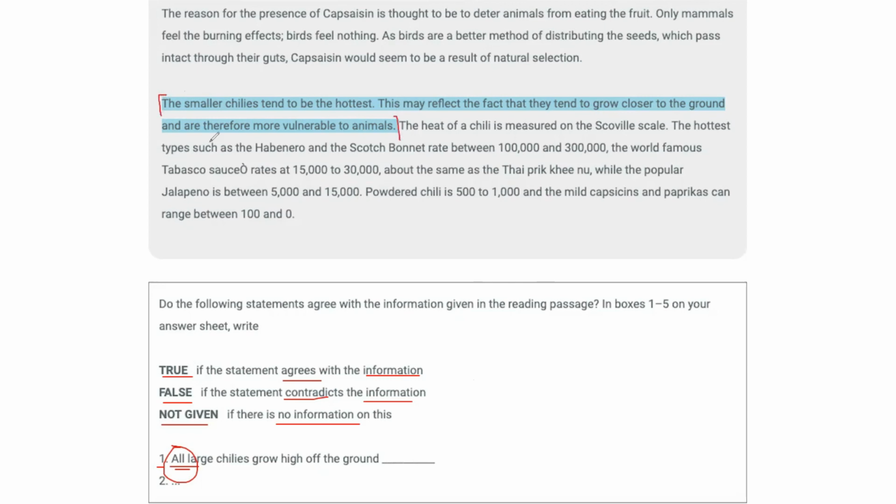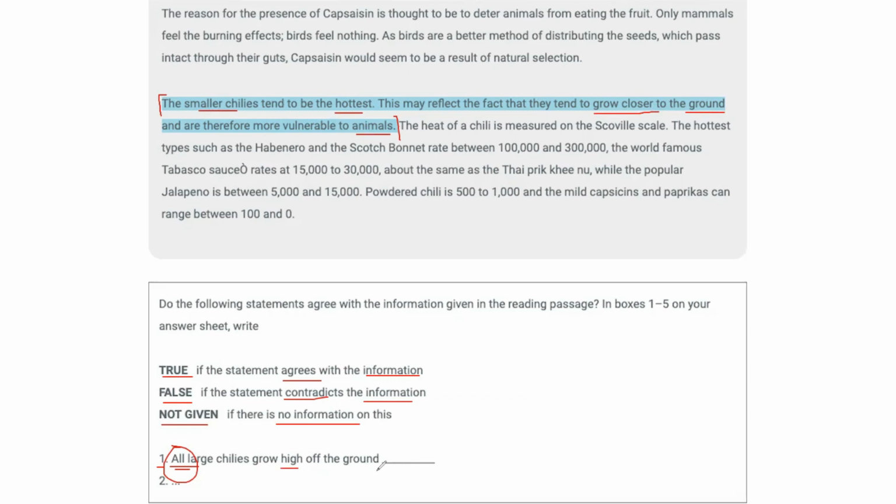And so let's go ahead and pay attention to this statement here. It says, the smaller chilies tend to be the hottest. This may reflect the fact that they tend to grow closer to the ground and are therefore more vulnerable to animals. So let's dissect this. This says smaller chilies grow closer to the ground, okay? And this question is saying all large chilies grow high off the ground.